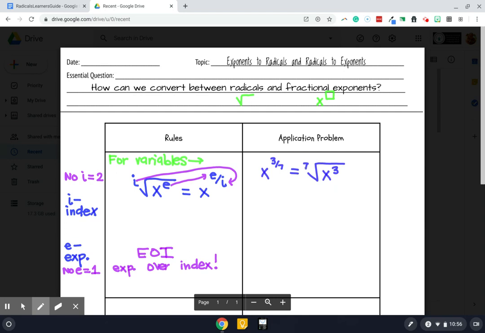If I go the other way, something like this, I'm going to set it up. I'm going to have x, and I'm going to raise x up to a power. And that power is going to be a fraction. It's going to be E over I. Be careful, there is no E in this problem, and so what we're doing is we're assigning a 1 to that spot.